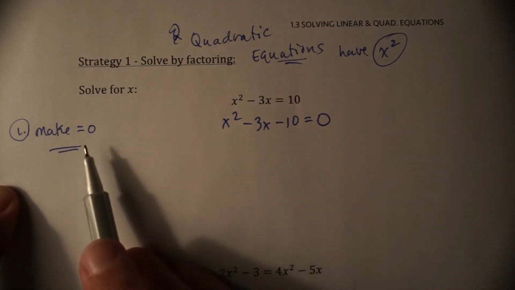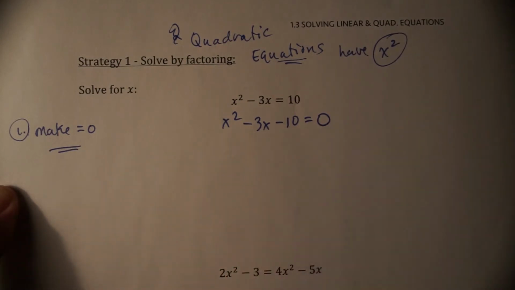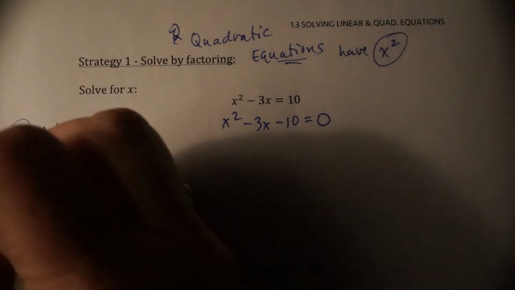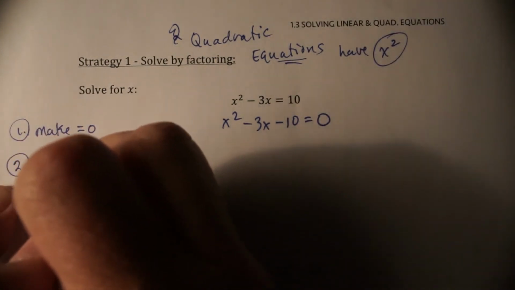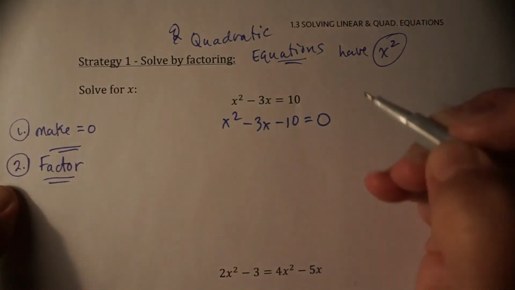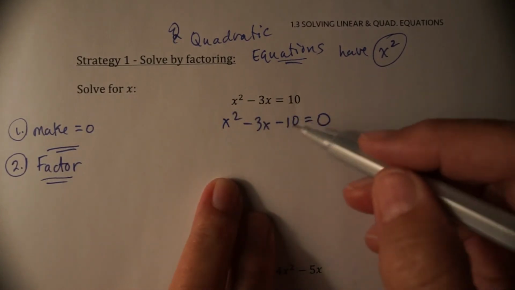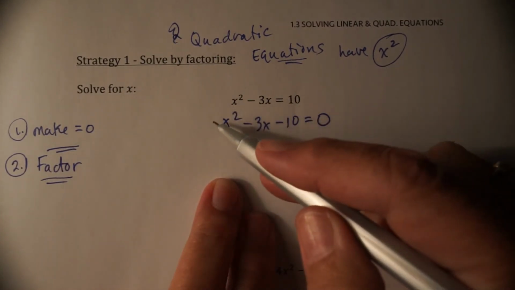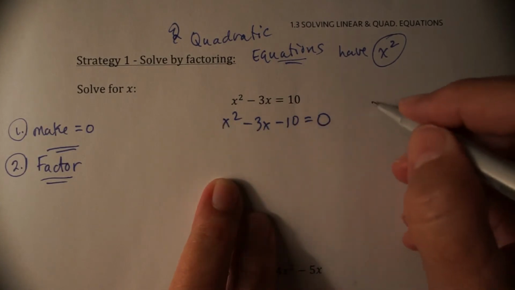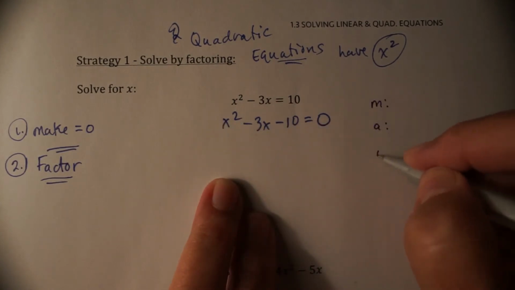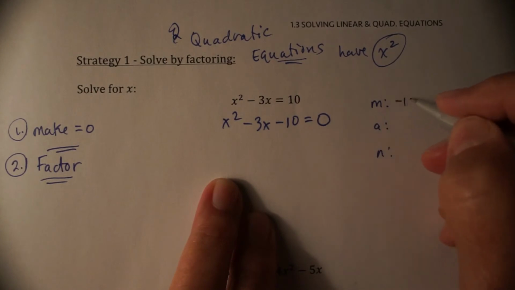So the first step was make it equal 0. The second step we're going to have here is we're going to factor. And in a minute you're going to see why we're going to factor. But we know how to factor. We're good at it now. We have 3 terms to factor. That's a trinomial. It's a simple trinomial because there's a 1 in front, so I'm going to use the simple man method. Multiply to negative 10, add to negative 3.